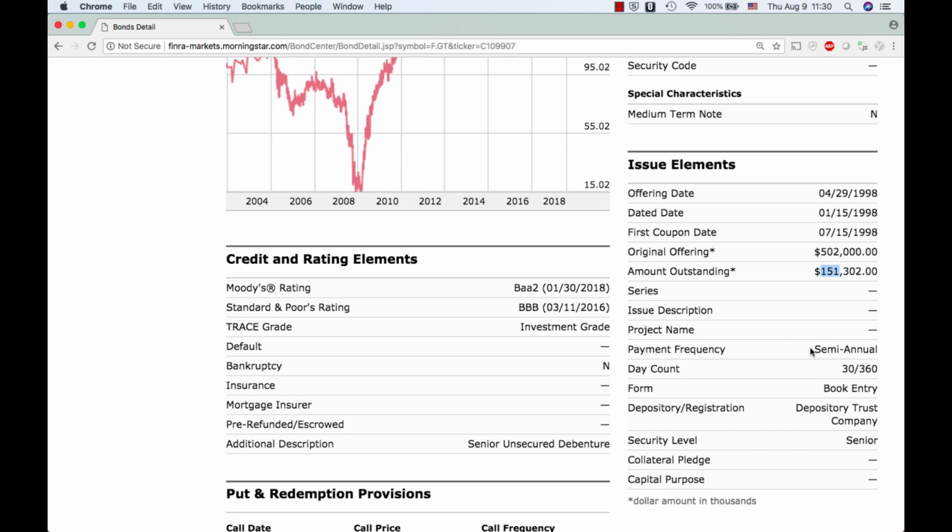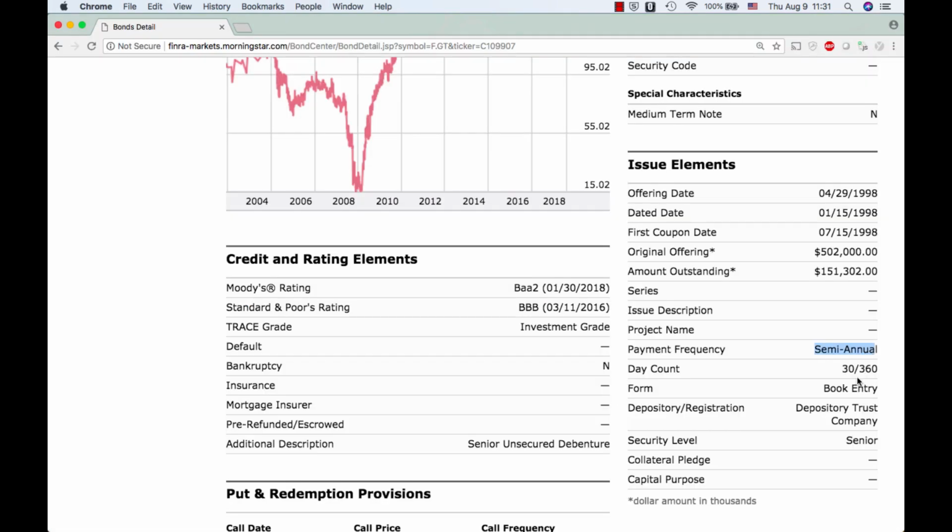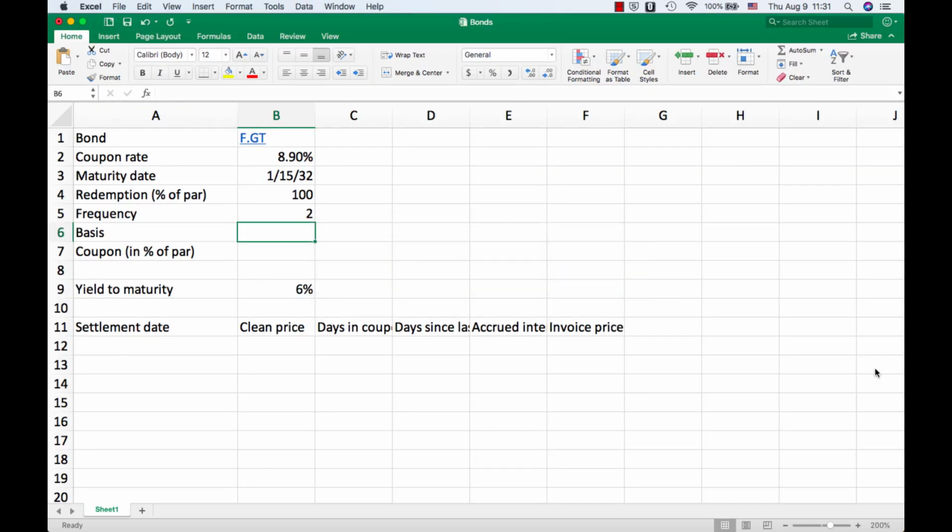We also know the payment frequency is semi-annual, meaning the bond makes its coupon payments in 2 installments separated by 6 months, so twice a year. You get half the annual interest that is due to you. Frequency is 2 payments per year. The basis is assuming every month has 30 days and there are 360 days in the year, which in our Excel function will correspond to the value 0.